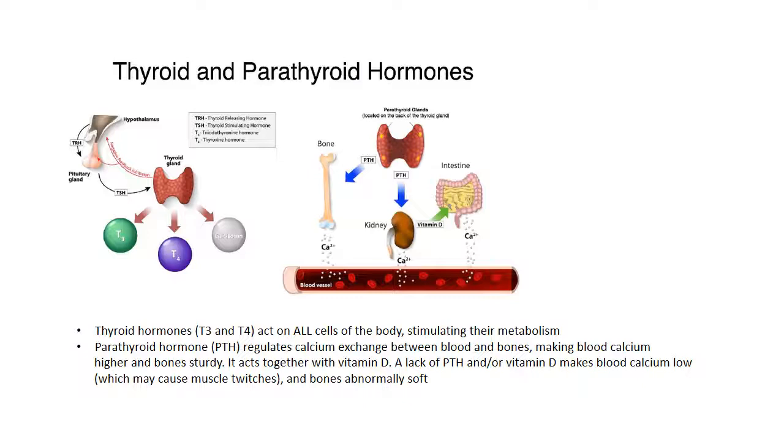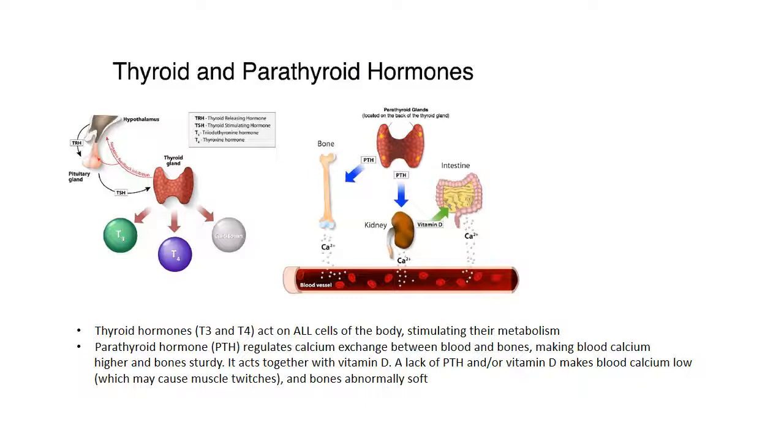They produce parathyroid hormone. What does it do? Parathyroid hormone regulates calcium exchange between blood and bones, making blood calcium higher and bones sturdy. Right? This parathyroid hormone targets certain cells in the tissue of bones, making them release calcium into the blood. So blood calcium goes up.